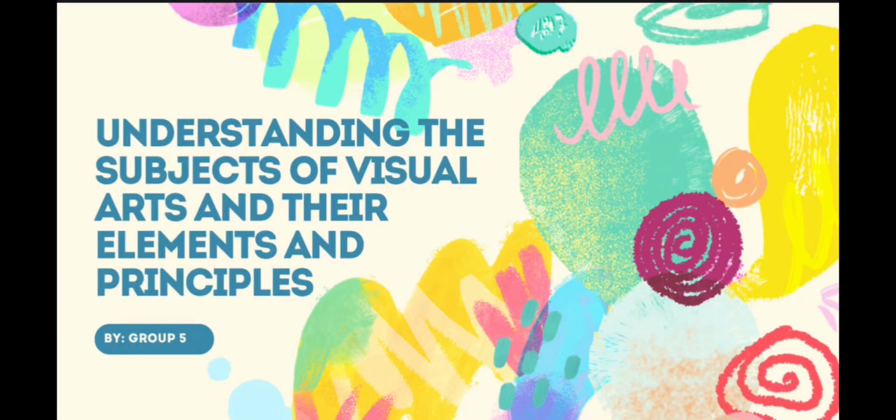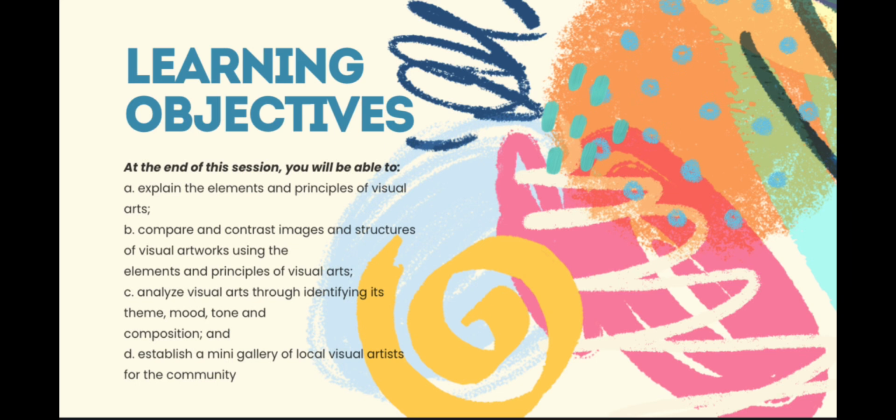Good day, everyone. So, our topic today is all about understanding the subjects of visual arts and their elements and principles. Learning objectives. At the end of this session, you will be able to explain the elements and principles of visual arts. Compare and contrast images and structures of visual artworks using the elements and principles of visual arts. Analyze visual arts through identifying its theme, mood, tone, and composition, and establish a mini gallery of local visual artists for the community.